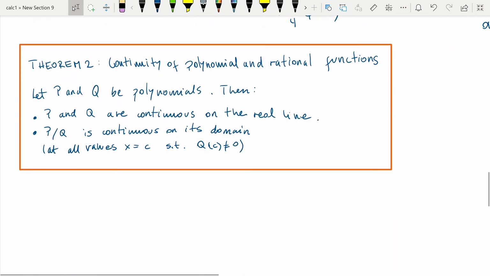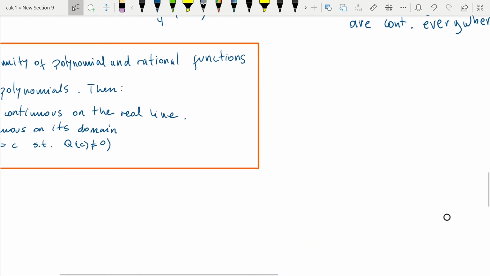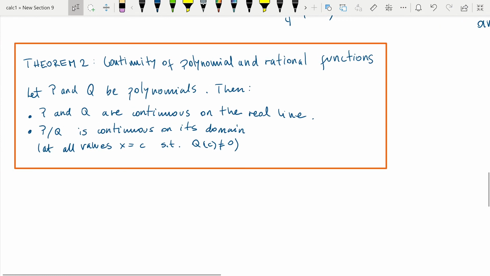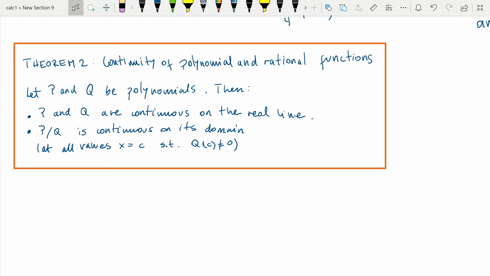Okay, so we also have the continuity of polynomial and rational functions. If p and q are polynomials, then p and q are continuous on the real line, and the quotient is also continuous on its domain, and that means at all values x equals c such that q of c is different from 0.